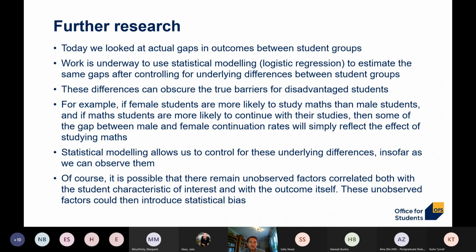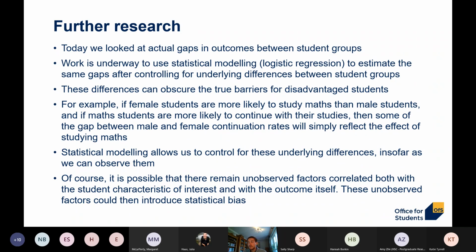I'm sure this is an issue as researchers that many of you are familiar with, but obviously underlying differences can obscure what the true gaps are for different student groups. So for example, if female students are more likely to study maths, and if maths students are more likely to continue with their studies, then some of the gap between male and female students in continuation rates might just be reflecting the fact that if you study maths, you're more likely to continue.